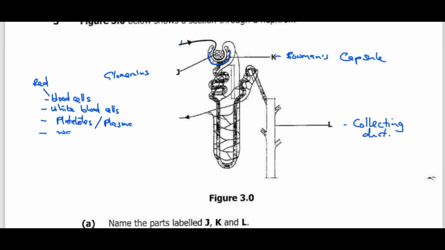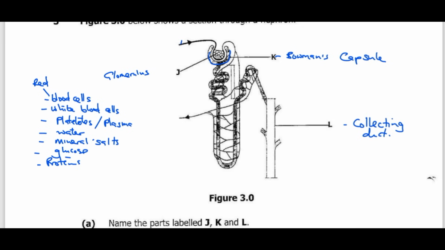then we have water, and then we have mineral salts, and then we have glucose, and then what else do we have? Proteins, so all these will be found in blood.